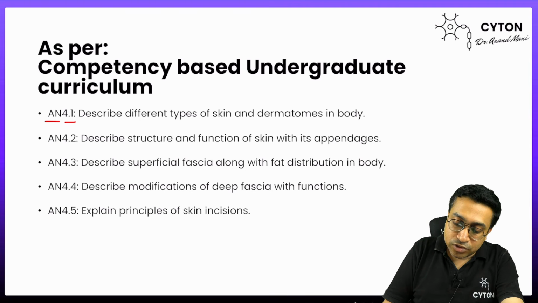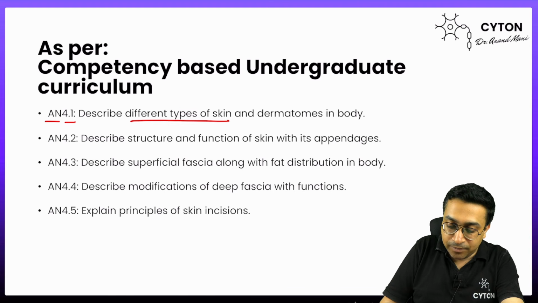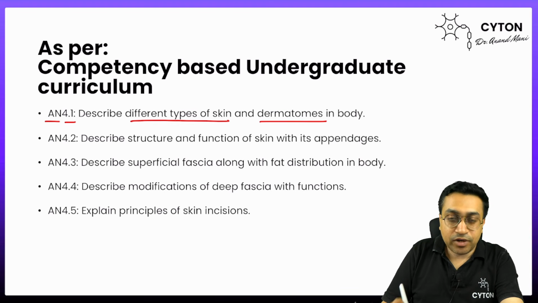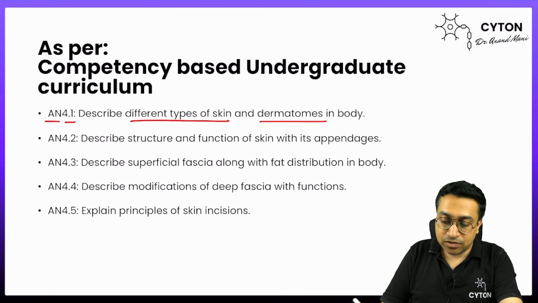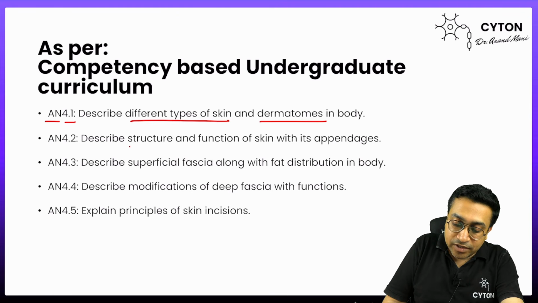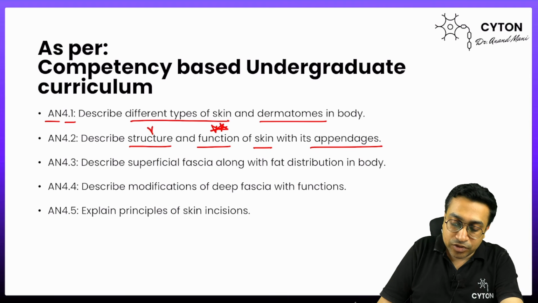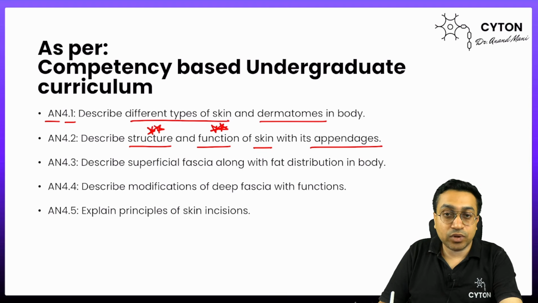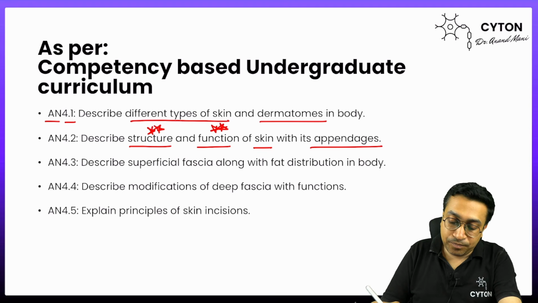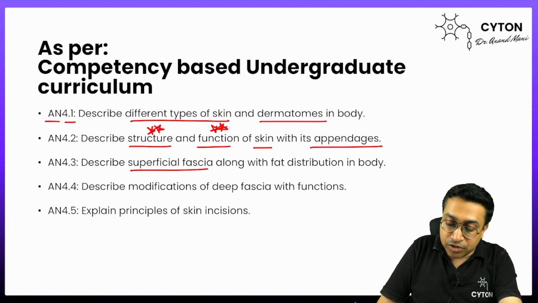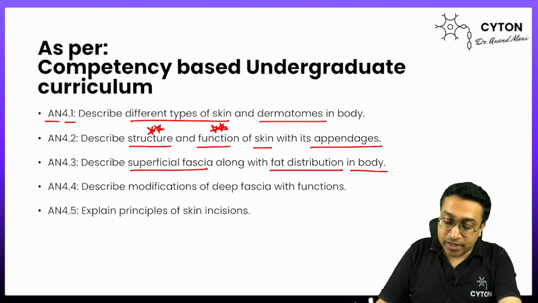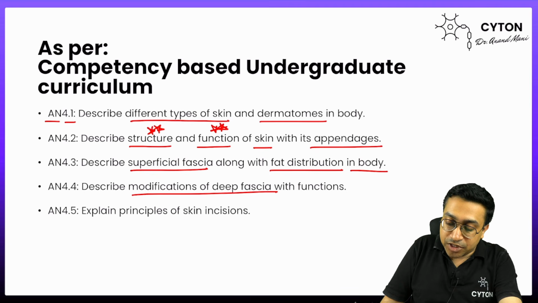So first and foremost, we need to understand the different types of skin and the dermatomes in the body. We will take up dermatomes separately when we discuss the region wise. Then we need to understand the structure and function of the skin with its appendages. So that gives us an understanding that function is very important along with structure. So we need to know the layers of skin. Okay, that is extremely important from this topic. Then we will talk about the superficial fascia along with the fat distribution in the body. Okay, and then the modifications of deep fascia with its functions and the principles of skin incisions.